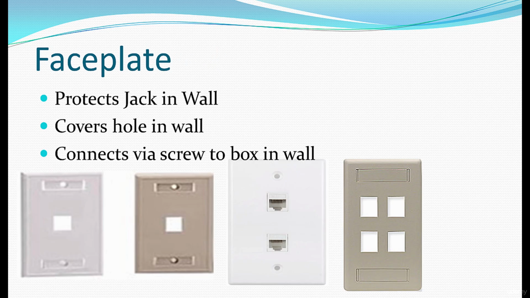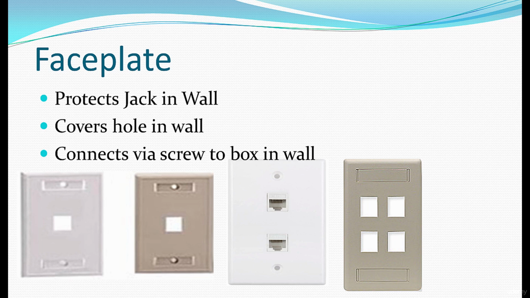These are faceplates. They protect the jack when it's in a wall. It covers the hole in the wall, and it connects via a screw to the box in the wall. If you look to the left, you'll see a single faceplate. There are tabs at the top and the bottom. After you screw the faceplate to the wall, you put these tabs over there so you can't see the screw.